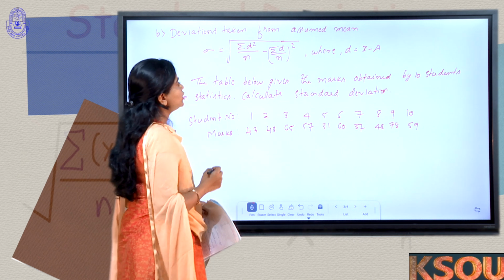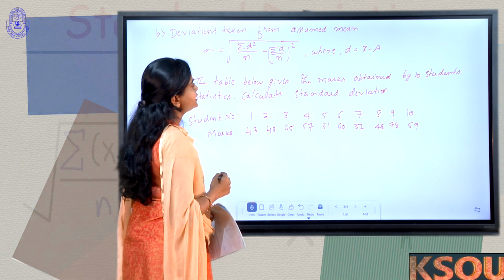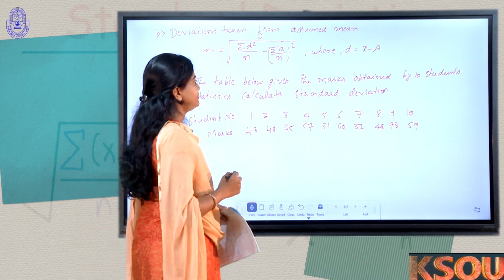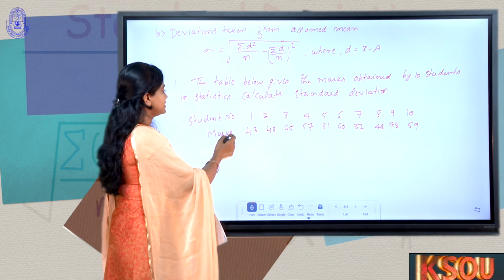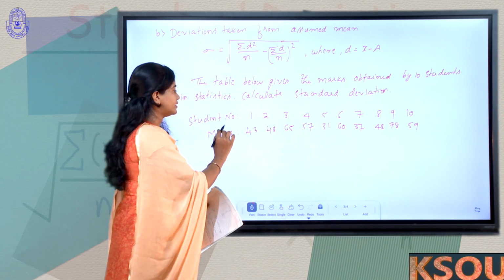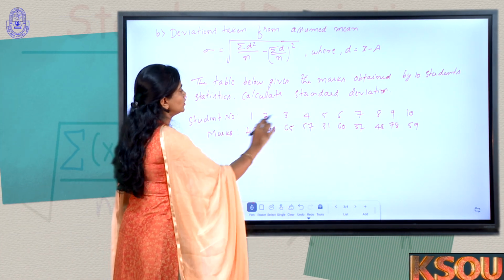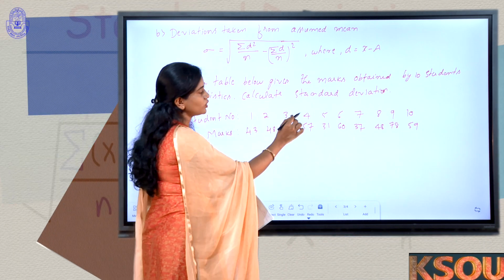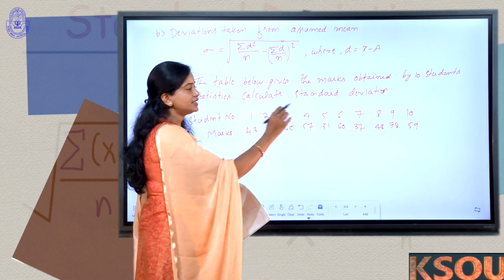The table below gives the marks obtained by 10 students in statistics. Calculate the standard deviation. Here this is not frequency, don't get confused here. This is not a frequency value. This is just student number 1, 2, 3, 4, like that we will be having 10.